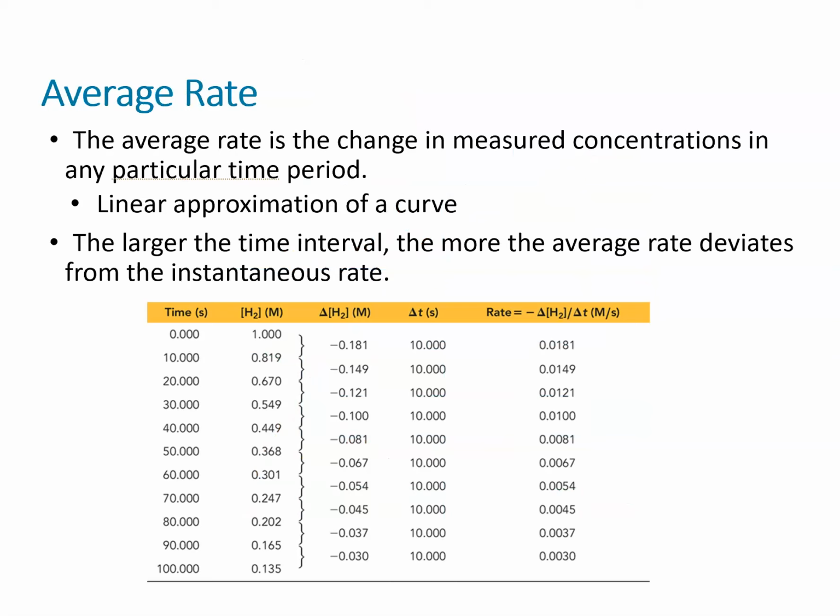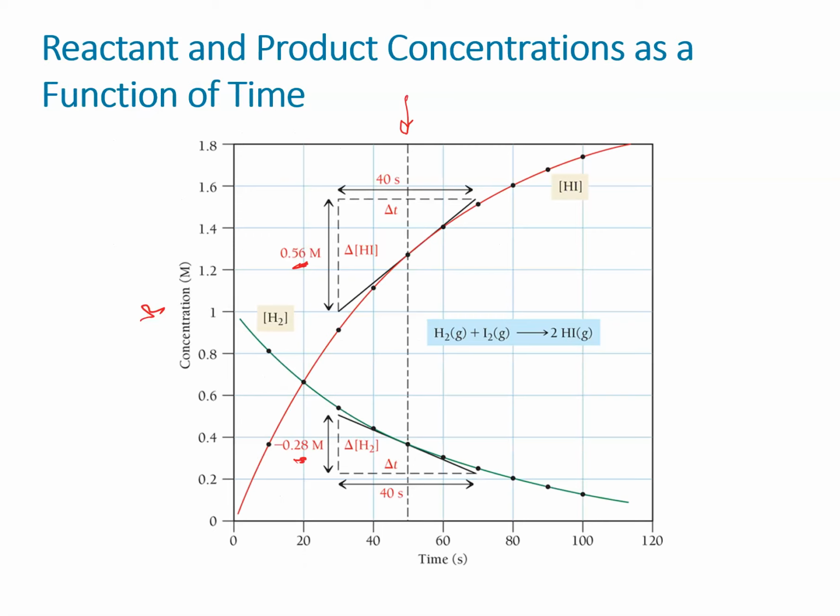Let's talk about that average rate thing a little bit more. Average rate is just looking at final minus initial over a period of time. And it's an approximation of a curve. If I hop back here, the rate is actually always changing. So if we're looking at an average rate, we're just taking an approximation at any point along this timeline.